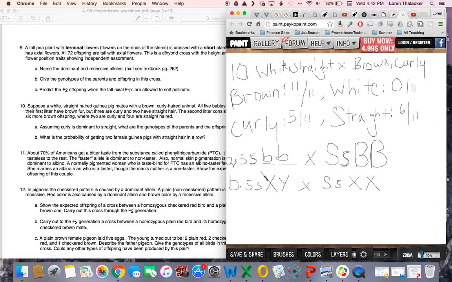Okay, so we need to FOIL out our genotype in order to get our gametes. So we're going to have a little s and an X. We're going to have a little s and a Y. We're going to have another little s and an X. And another little s and a Y.